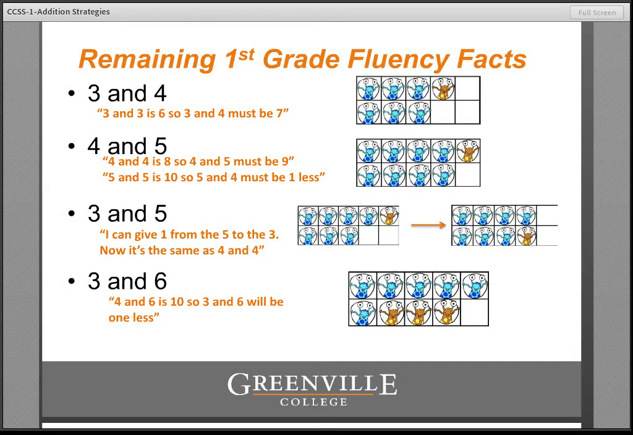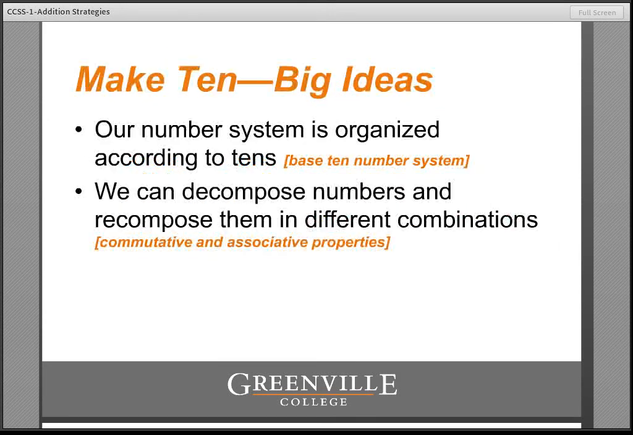And then finally 3 and 6, maybe a student would say, well, if it were 4 and 6, it would be 10, so 3 and 6 would be one less. The tens frame helps implant this idea of how you could use 10, but in addition to that, you can use it for doubles by putting them in these little rows of 2.